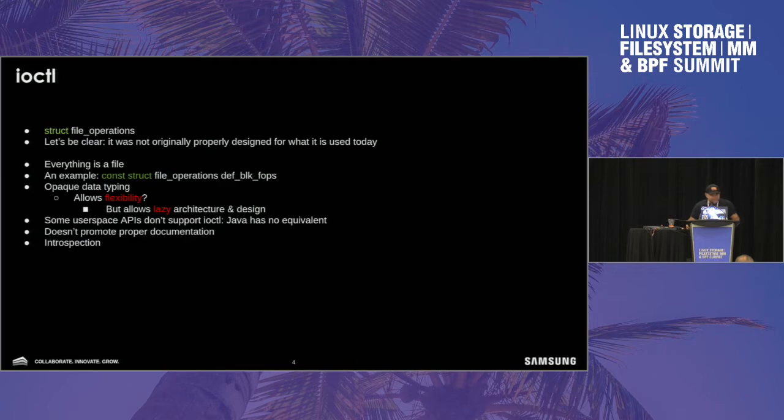Also, some user space APIs don't even have support for it. Java is one example. It doesn't promote documentation, and introspection is also a problem. Now, I will admit, introspection is not a problem that I have dealt with. So I was wondering if James might be able to elaborate on some of that. I don't know if that's a problem space you're familiar with.